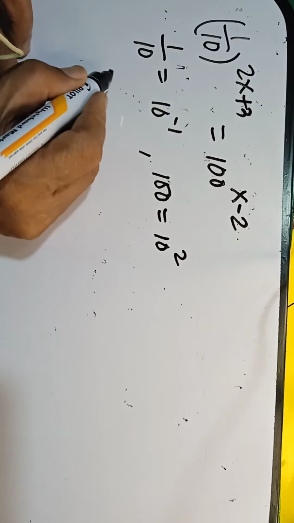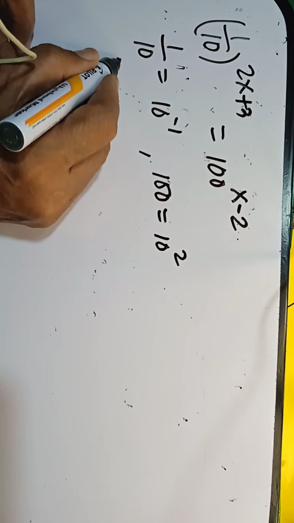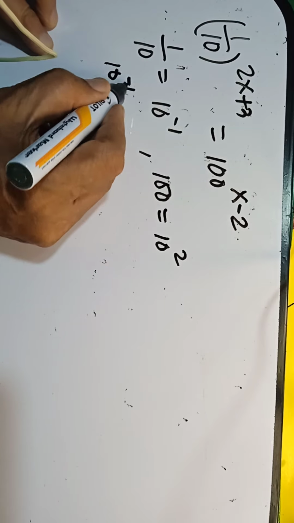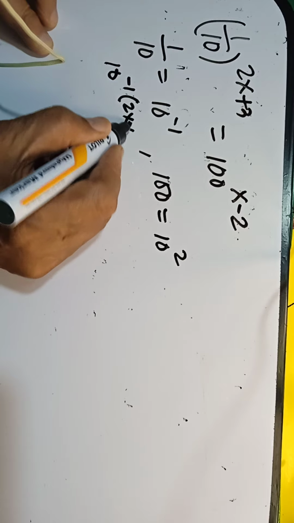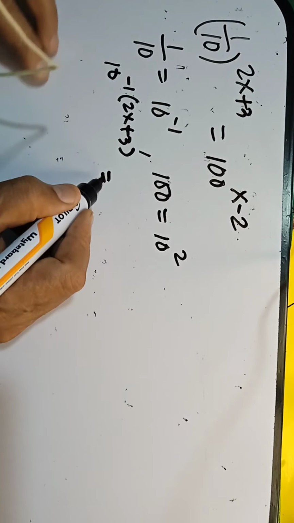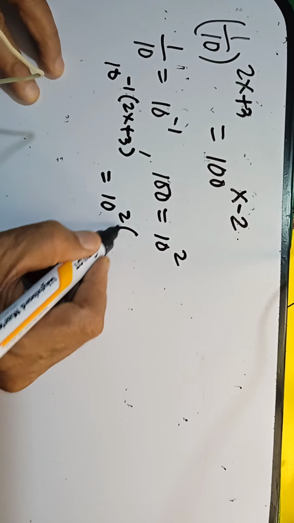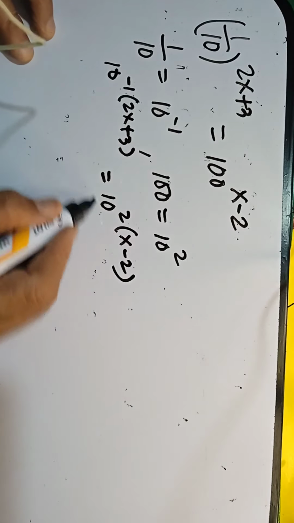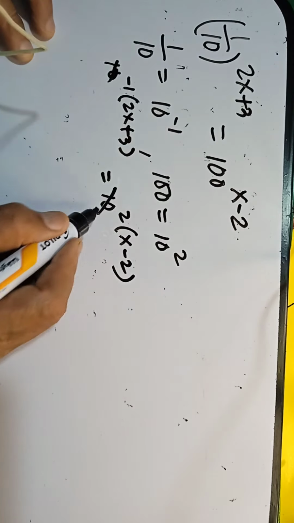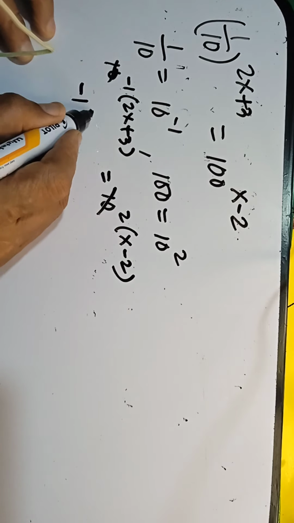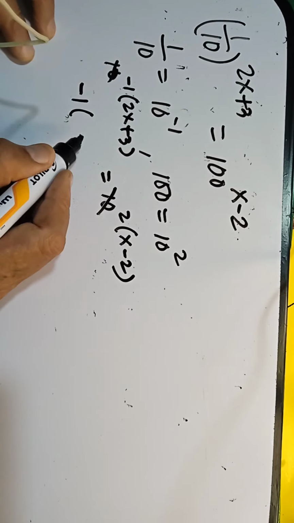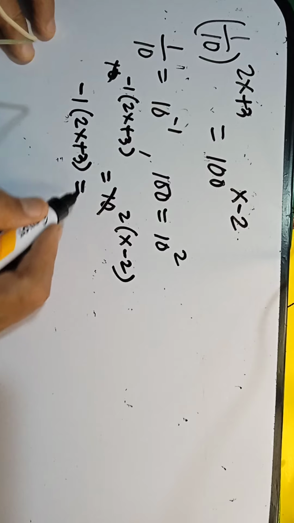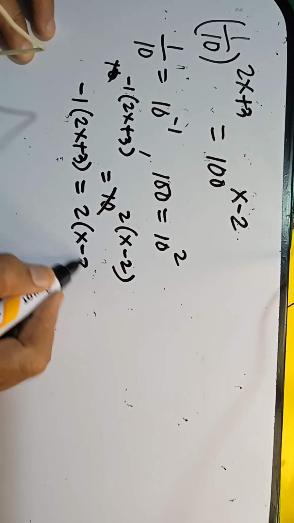To solve the problem, we have 10 raised to negative 1 times 2x plus 3 equals 10 squared raised to x minus 2. So the bases are already the same, so disregard the bases. We solve the exponents. Negative 1 times 2x plus 3 equals 2 times x minus 2.